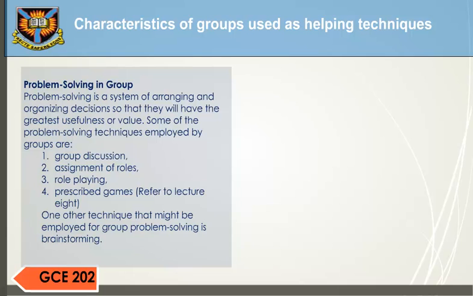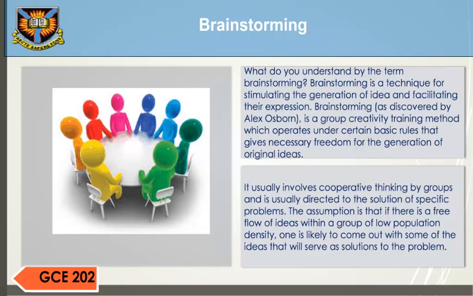Problem solving in group. Problem solving is a system of arranging and organizing decisions so that they will have the greatest usefulness or value. Some of the problem solving techniques employed by groups are: 1. Group discussion. 2. Assignment of roles. 3. Role playing. 4. Prescribed games. Refer to lecture 8. One other technique that might be employed for group problem solving is brainstorming.